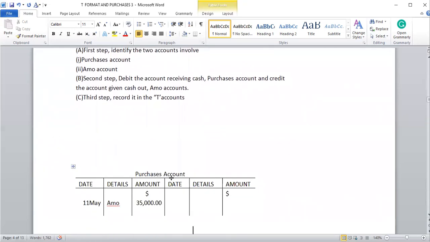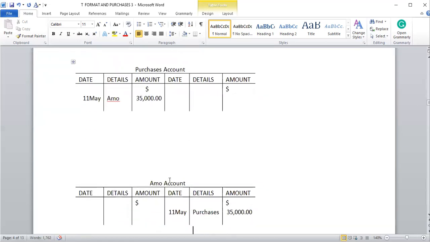So we have the purchases account in T format. It has to be debited, and we have it at the debit side, which is the left-hand side. The date column, 11th May, is the date of the transaction, and the details column, Amo. The corresponding entry will be found in Amo's account because Mr. Brown is owing Amo. Payment was made at a later date, and the amount column shows 35,000. So when we come to Amo's account, it has to be credited. Date, 11th May, details, purchases, amount 35,000, because payment was not made immediately.